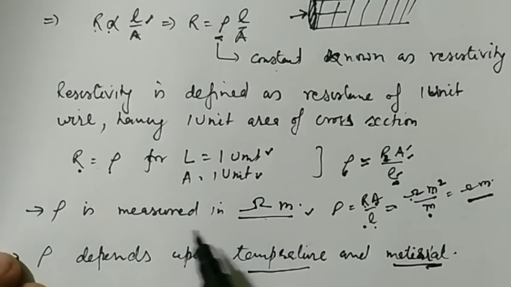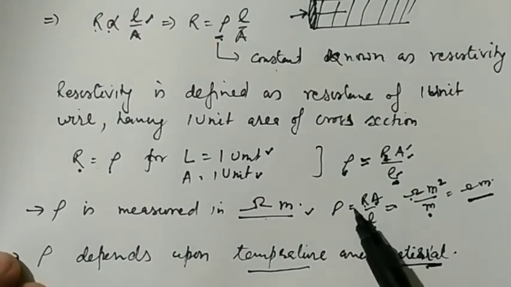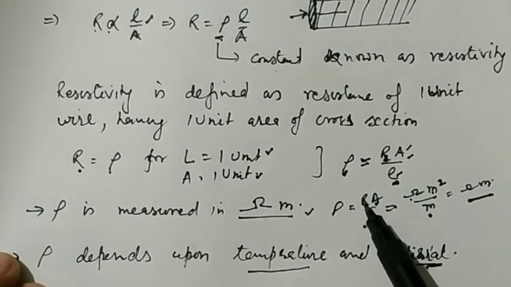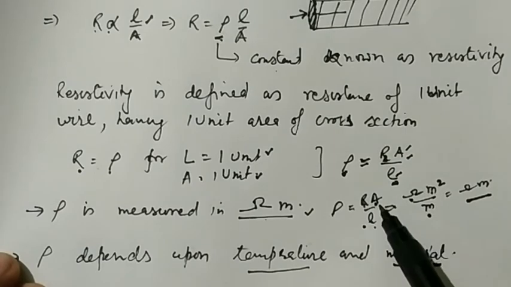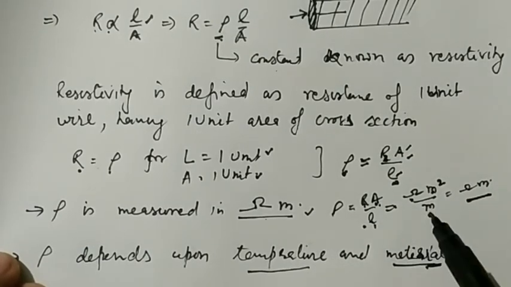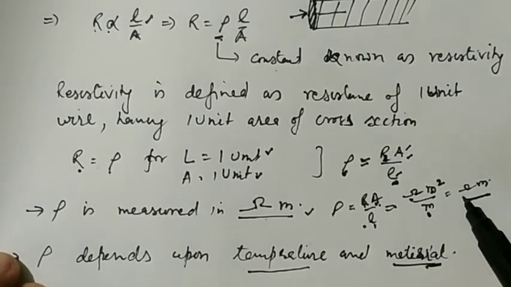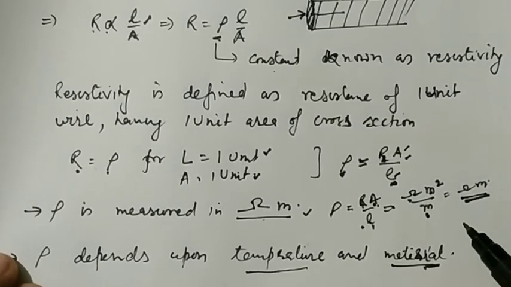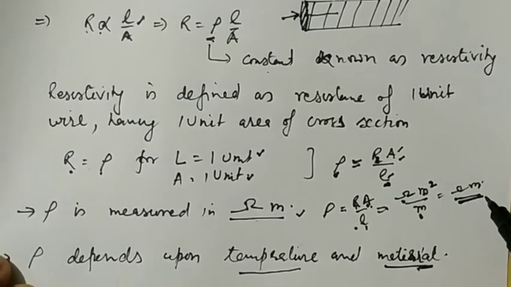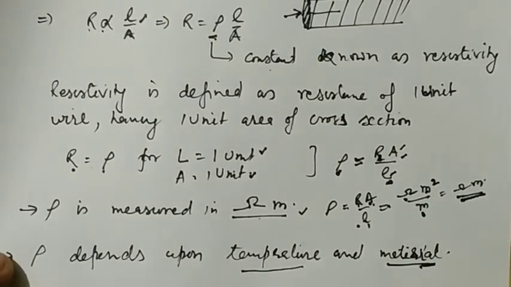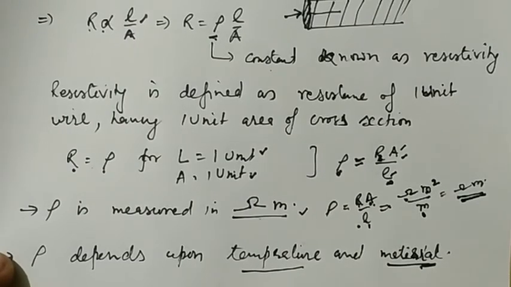Resistivity is measured in ohm meter. Resistivity is equal to RA upon L. Resistance is measured in ohm, area is in meter square, and length is in meter. So after solving, the unit of resistivity is ohm meter. Also, the resistivity or specific resistance depends upon the temperature and the material of a resistor or resistance.